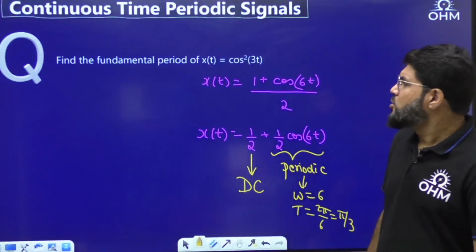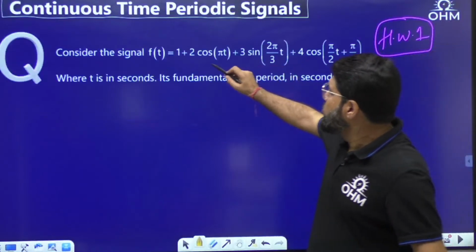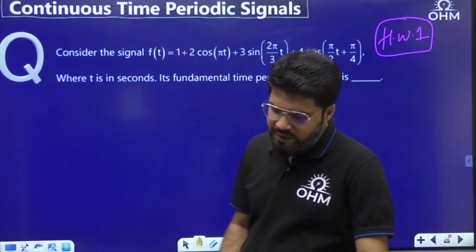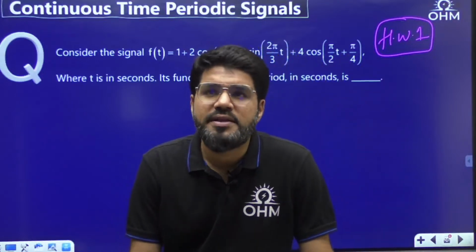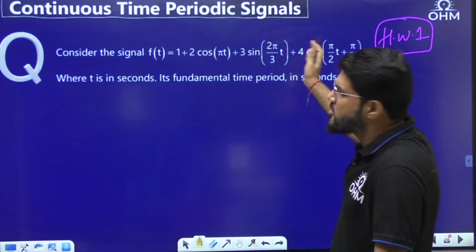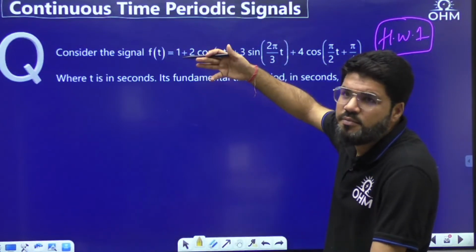Okay, so that is one homework I have given to you, where 3 signals have been added. So what is the final time period and frequency with respect to the 3 signals? That is what we have just learned in the previous question.